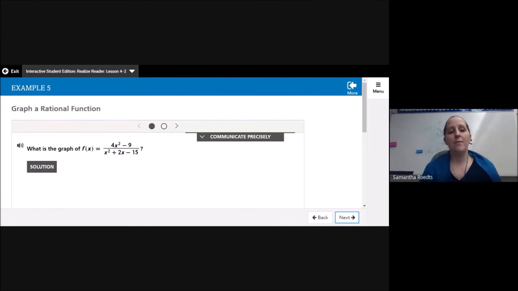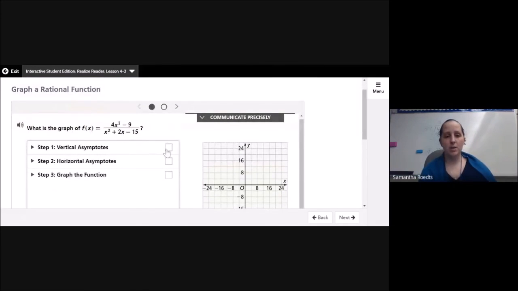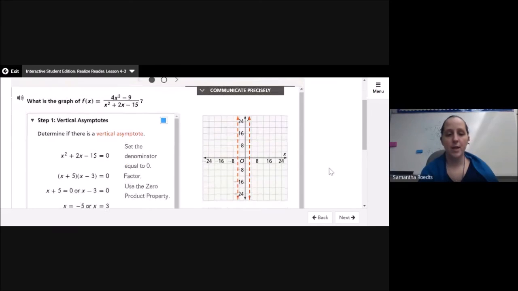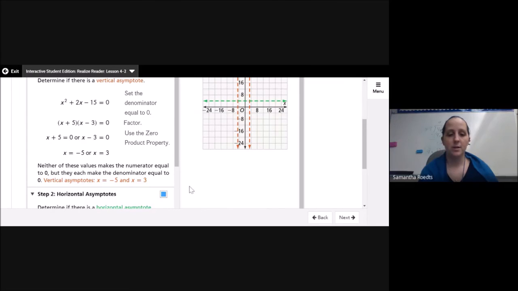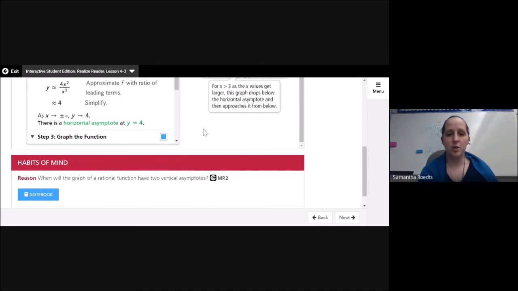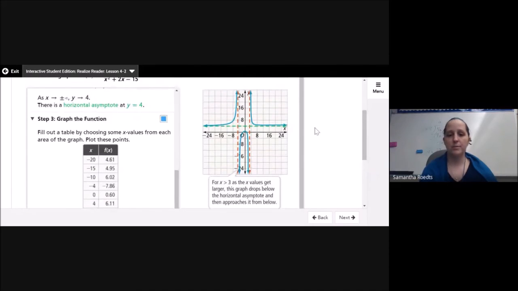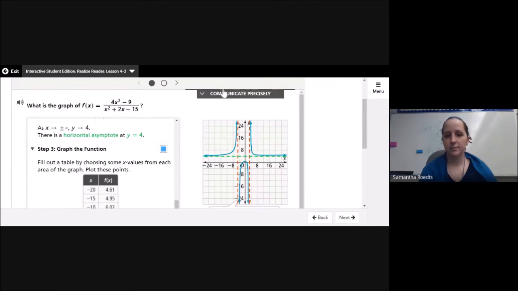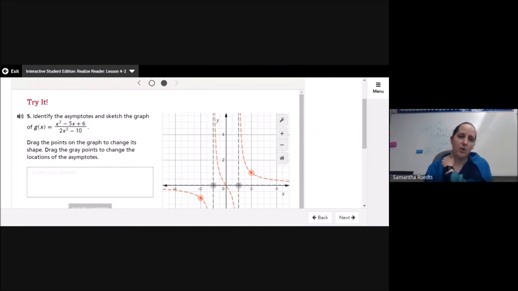All right, example number 5, graph a rational function. So what is the graph of f of x equals 4x squared minus 9 over x squared plus 2x minus 15? So again, I graph my vertical asymptotes. I have 2. My horizontal asymptotes, which I have 1. Okay. And I graph the function. So pick a couple points, which they did, graph my function. Okay. Identify the asymptote and sketch the graph.